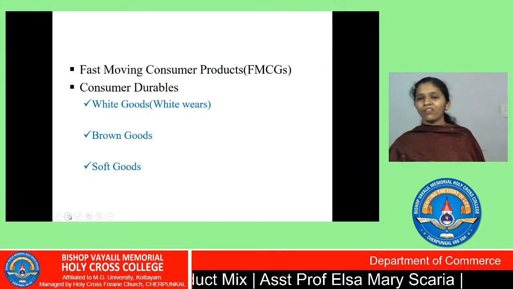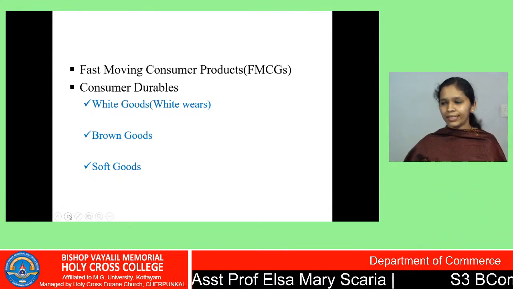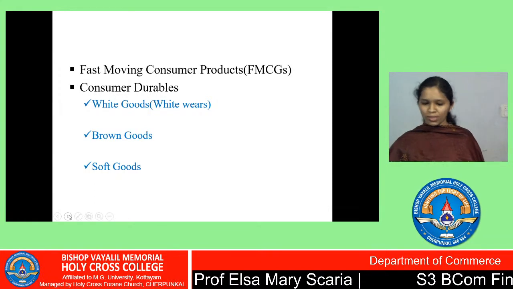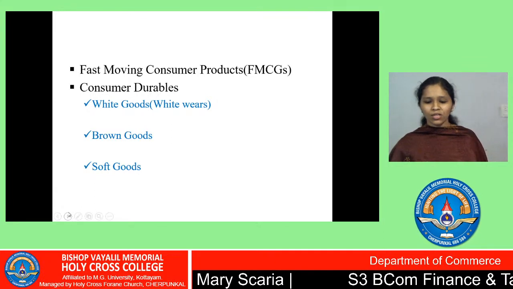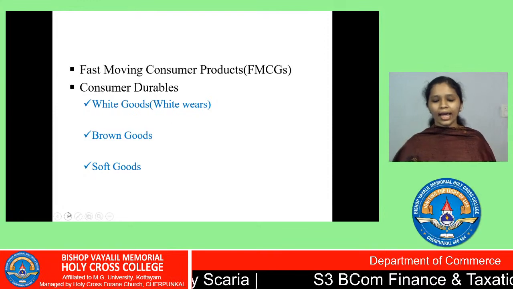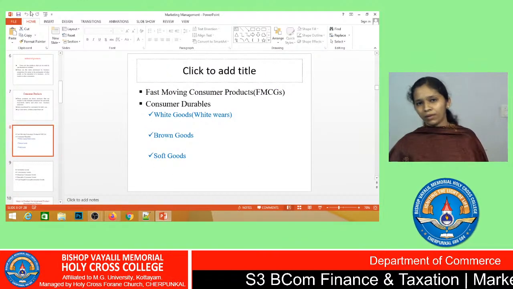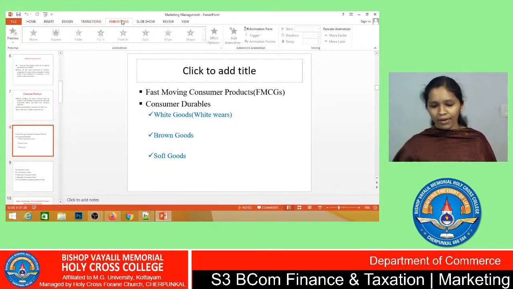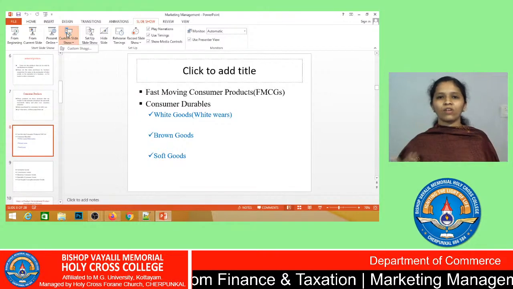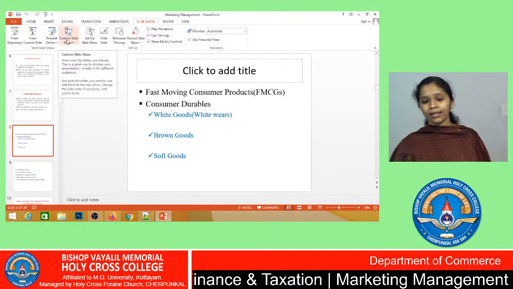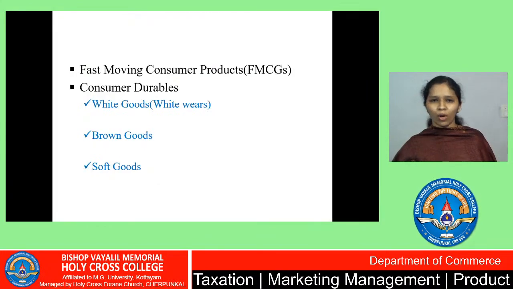So first one, fast moving consumer goods, commonly known as FMCGs. What do you mean by fast moving? As its name indicates, these are the goods which are sold quickly and at a relatively low price. പെട്ടെന്ന് സെയിൽസ് നടത്തും, അതുപോലെ തന്നെ അതിൻ്റെ വാല്യൂ പ്രൈസ് കുറവായിരിക്കും. ഫോർ എക്സാമ്പിൾ സോപ്സ്, ടൂത്ത് പേസ്റ്റ്, പെൻ, പെൻസിൽ, സോഫ്റ്റ് ഡ്രിങ്ക്സ് എക്സെട്ര. So fast moving, these are the goods that are sold quickly and relatively low in price.